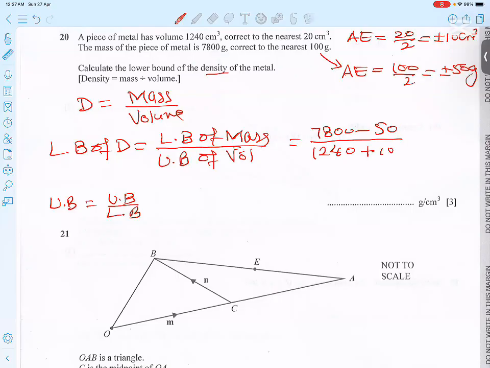So just type in the calculator and let's see what answer I'm getting here. 7800 minus 50 in the denominator 1240 plus 10. So my answer is finally coming 6.2 grams per centimeter cube. So it means you learn one thing. If I need lower bound, this must be same and this must be opposite. And if it asks upper bound, then this is same and this is opposite. I hope the point is very clear.